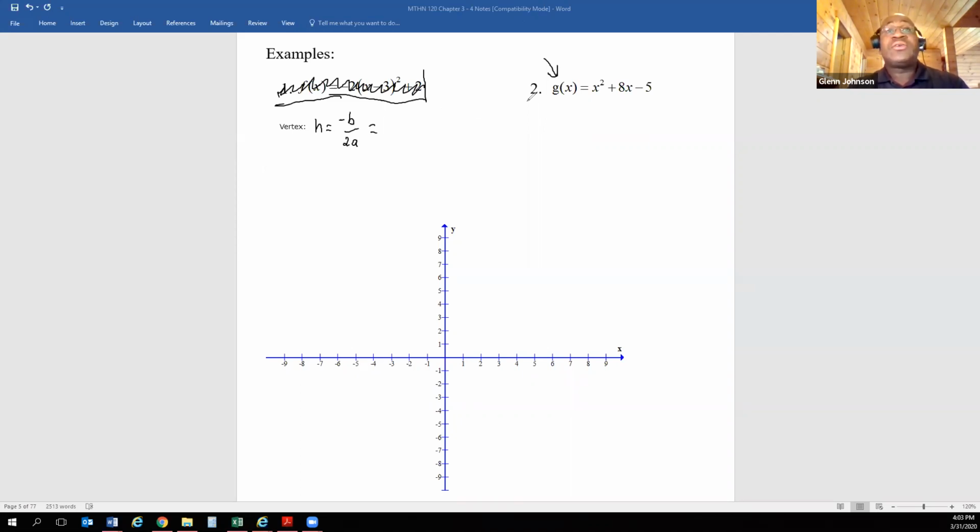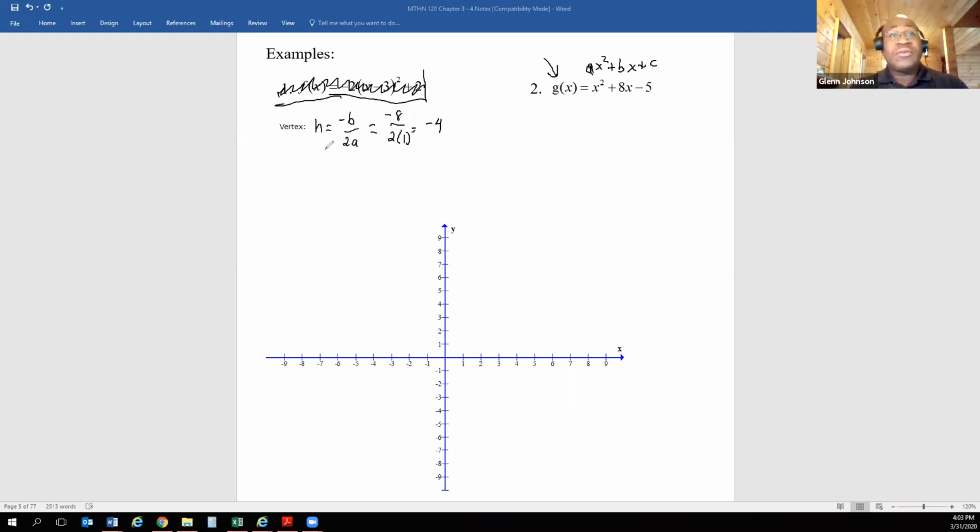So in this case, what's a, b, and c? Well, a is equal to the coefficient of x squared, so in this case, that's going to be 1. b is the coefficient of x, which is 8. And then c is the constant term, which is negative 5. So negative b divided by 2a is going to be negative 8 divided by 2 times 1. So it'll be negative 8 divided by 2, which is equal to negative 4. So that's the x-coordinate of the vertex.